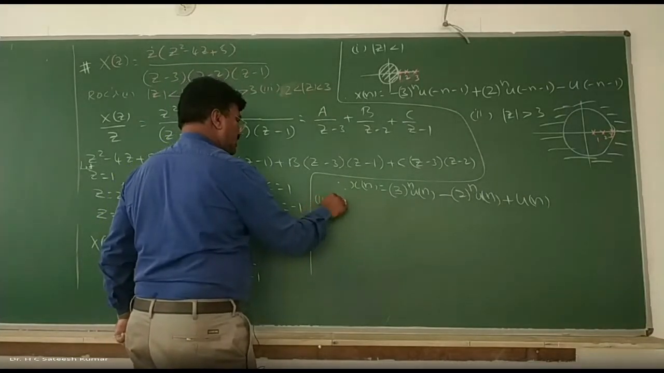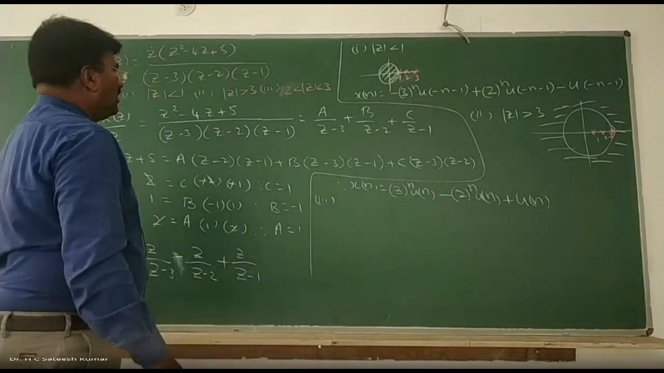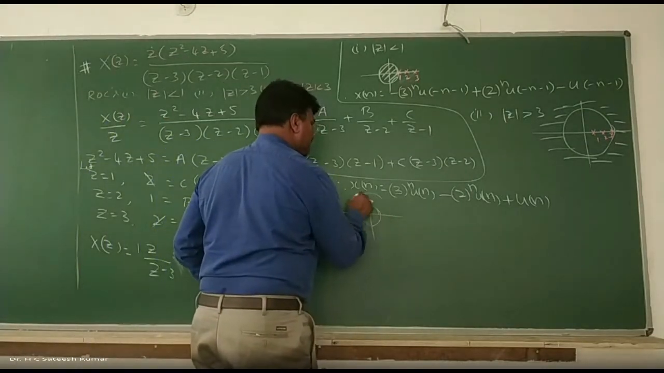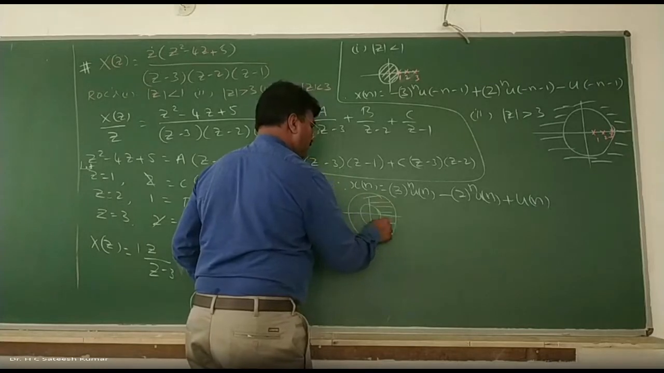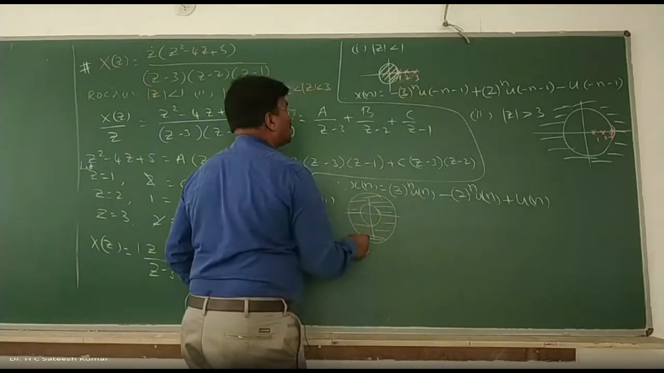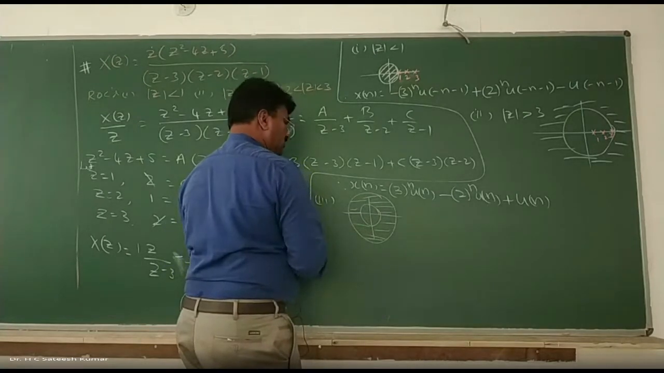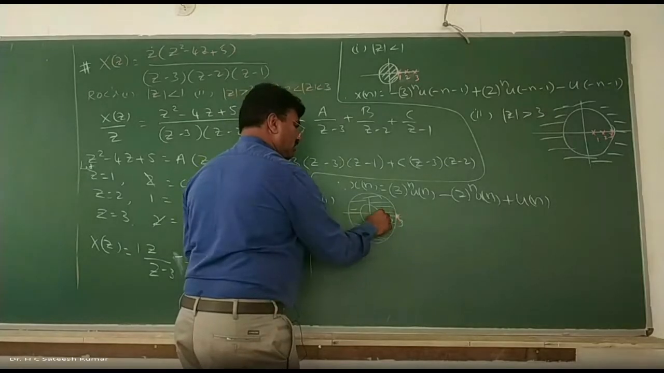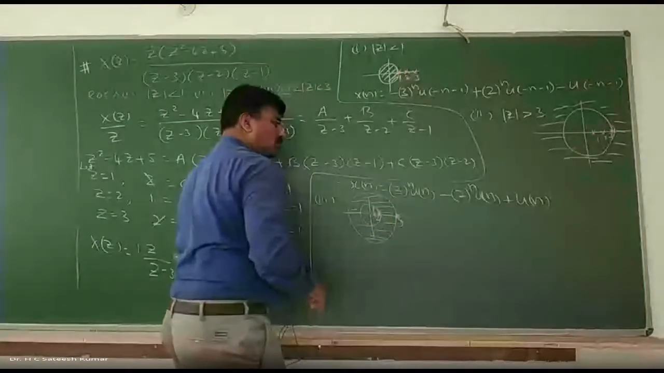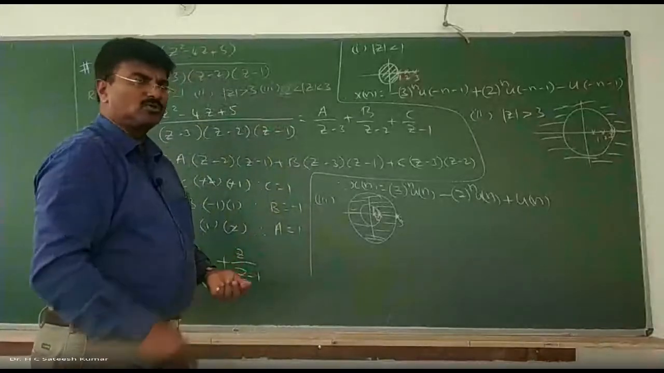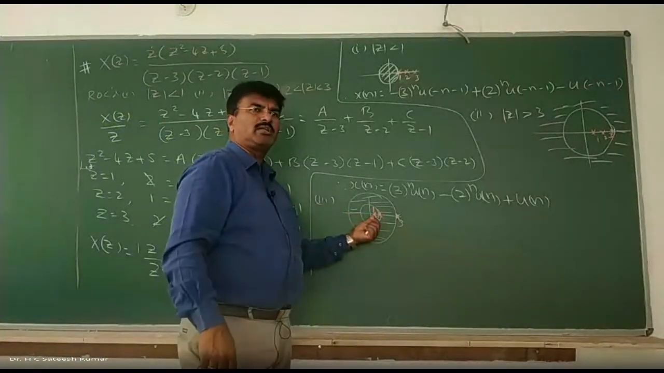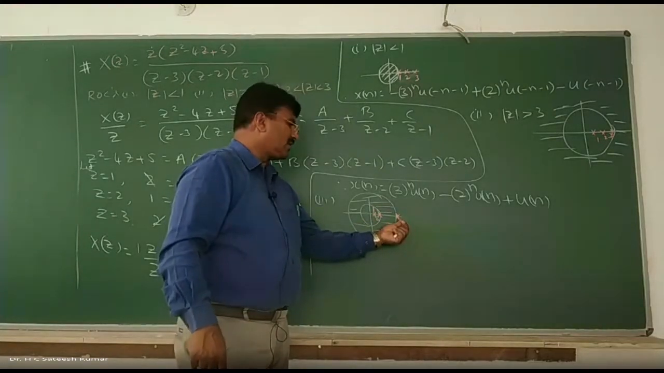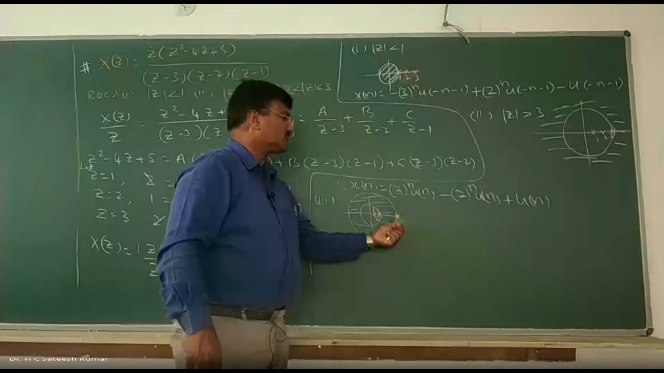Third case we have ROC lies between 2 and 3. Okay, right? 2 and 3. So where are the poles? Pole is at 3, one is at 2, another one is at 1. So the terms corresponding to the poles whose pole radius is less than the ROC lead to what? Right-handed sequence. The terms corresponding to the poles whose pole radius is greater than the ROC lead to what? Left-handed sequence.